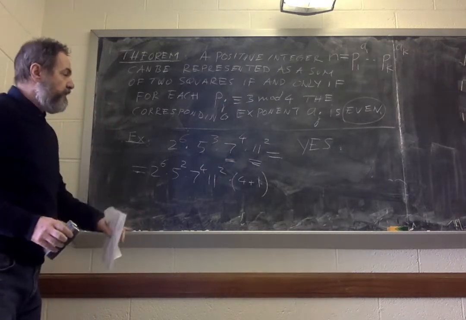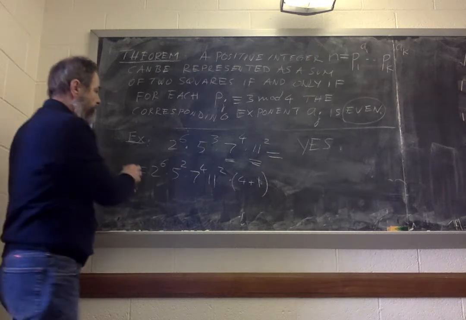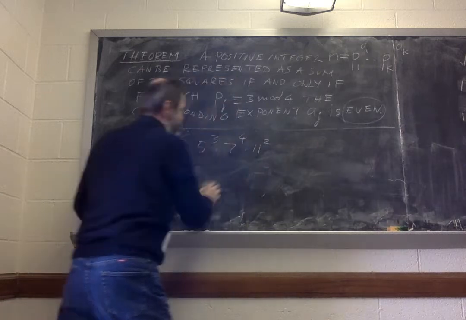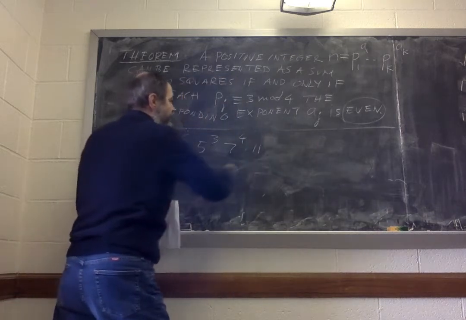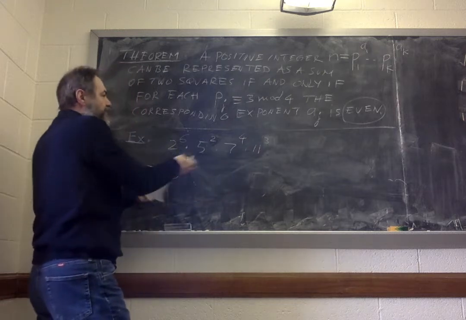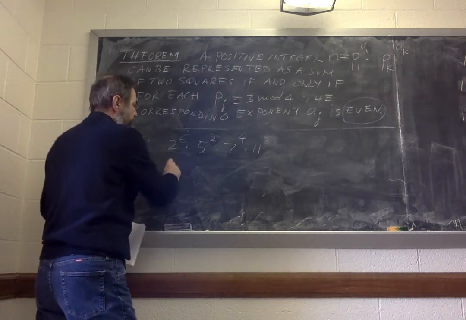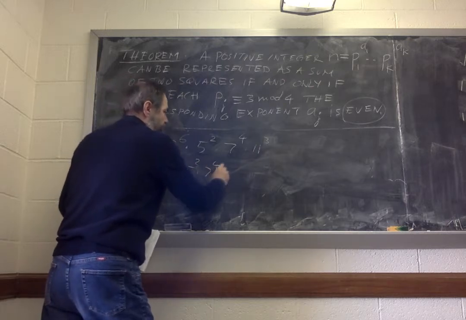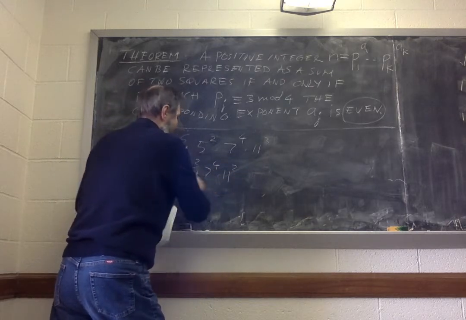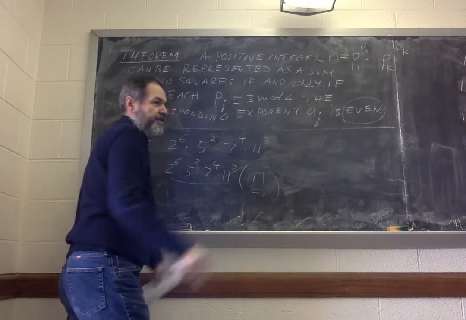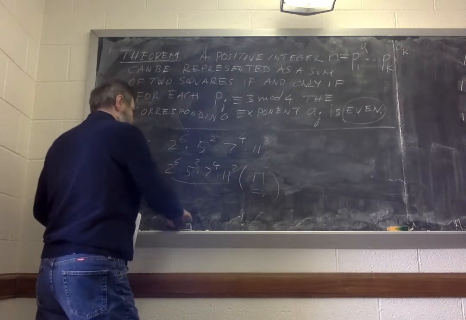And now we can see the difference between this and if we had 11 cubed and 5 squared. In this case, if I try to write it as a sum of two squares, I have 2 to the 6, 5 squared, 7 to the 4, 11 squared. Yes, but then I'm left with an 11 and I cannot write this as a sum of two squares. Okay.